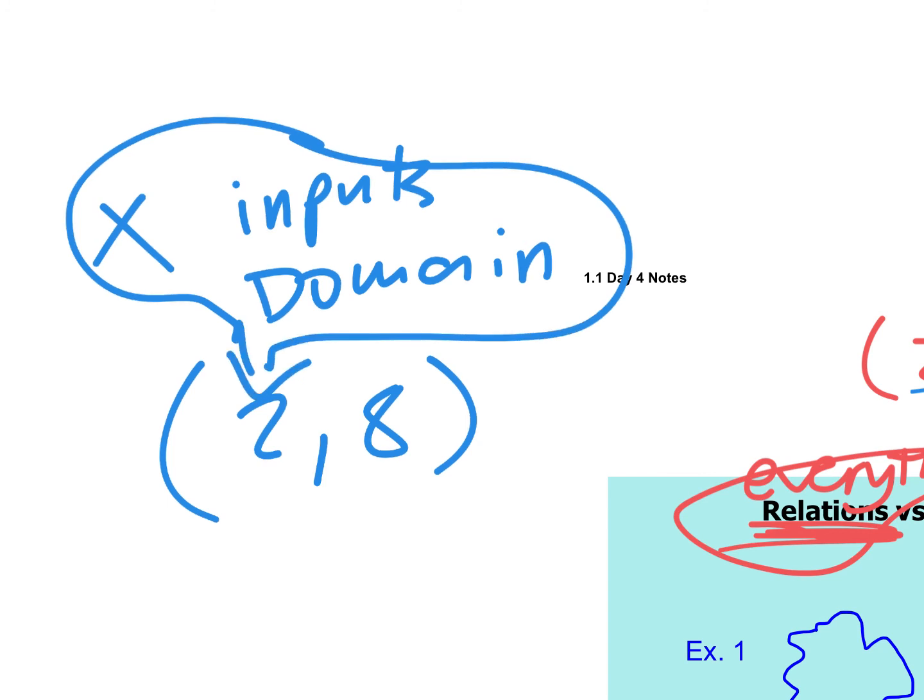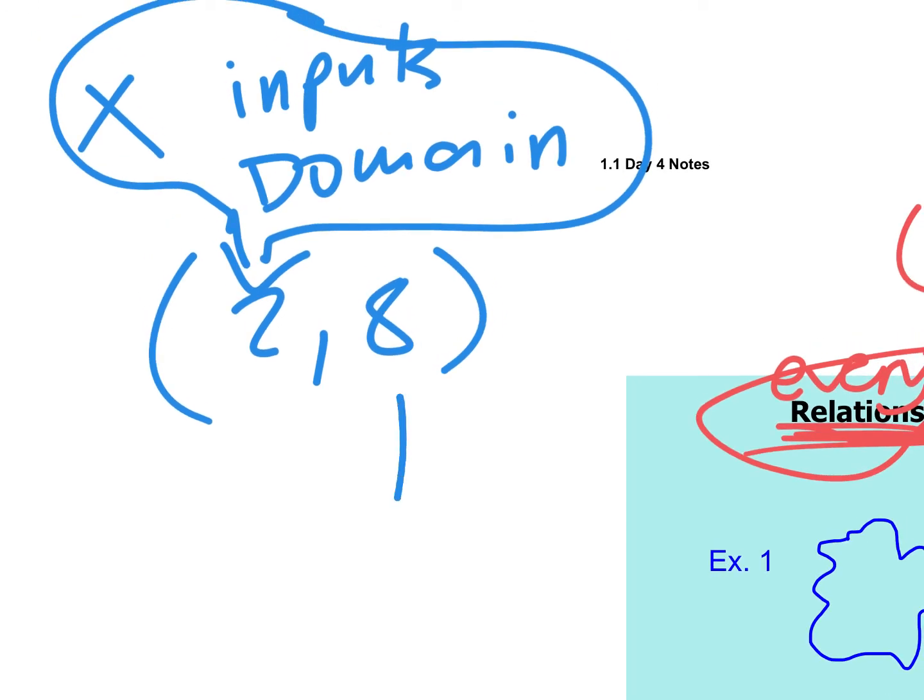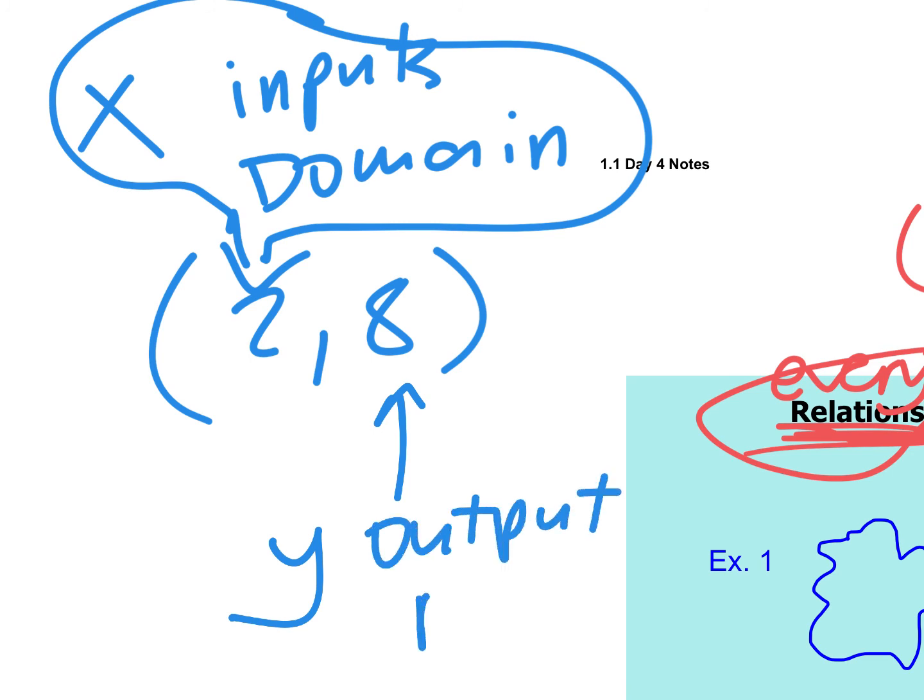Then take a wild guess what the 8 would be like. It would be like y, and what else would be like? Output and range. Would this be a safe statement then? Any one input should have exactly one output.